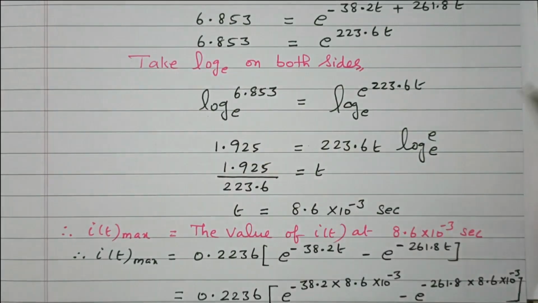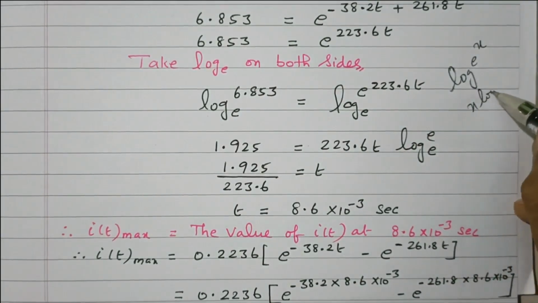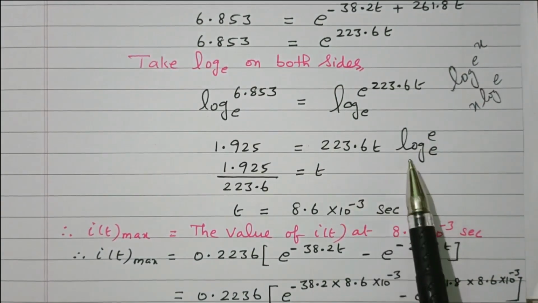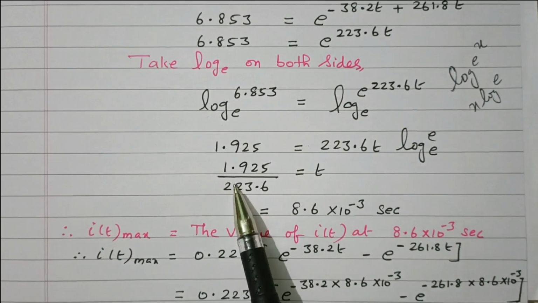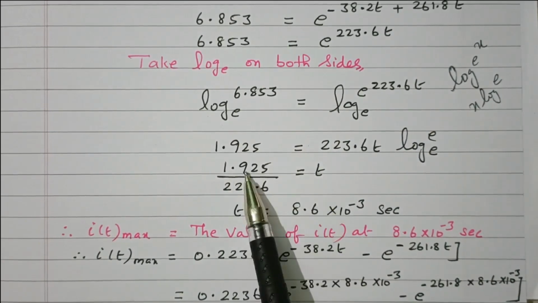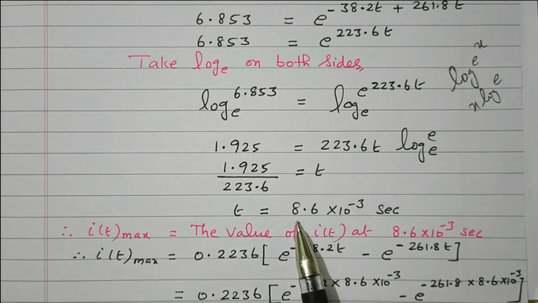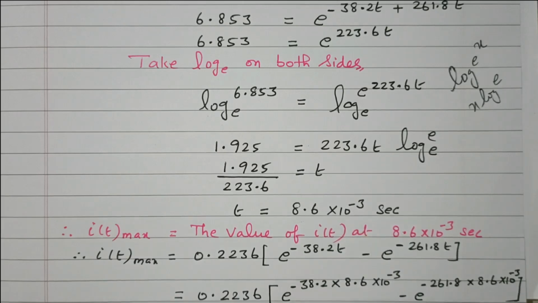What is this value? Log of e^x is nothing but x log e. This power will come in the front side. Then log e base e, this value is 1. We know that log e base e is 1. Now bring this term to the denominator. So t equal to 1.925 divided by 223.6. By simplification, we got 8.6 into 10 to the power minus 3 seconds. So the current will be maximum at the time 8.6 into 10 to the power minus 3 seconds. At this time, the current becomes maximum.